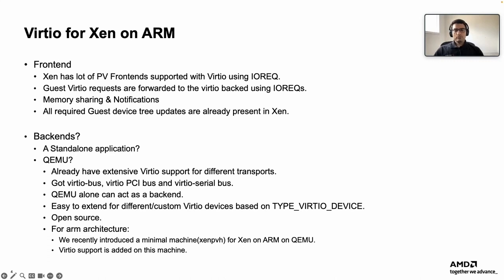So now, given that QEMU has a lot of VirtIO devices emulated, the next thing is: can we use it for Xen on ARM? The first thing we did in last year's Xen Summit was to introduce a very minimal QEMU ARM machine, which is compatible with Xen, and it was named Xen PVS. And now we have added VirtIO support on this machine. So let's talk a little bit more about what this new machine does and how it works.